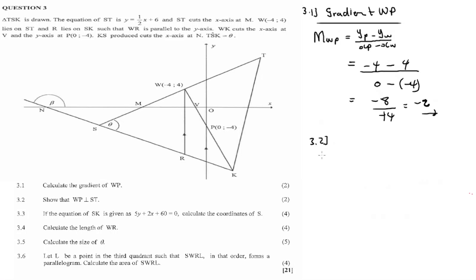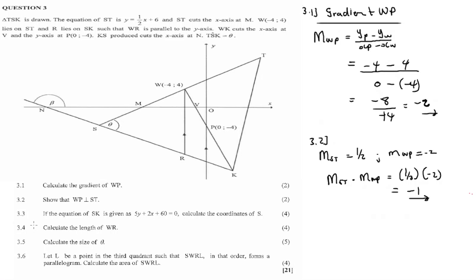So the gradient of ST is equal to a half, and the gradient of WP we calculated as negative 2. Now multiply these two gradients. It's obvious we will get negative 1. So it means these lines are perpendicular. For ST it's a half, for WP it's negative 2, and multiplying them I get negative 1. So this is our final answer.